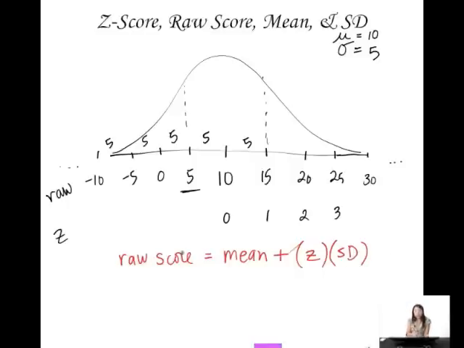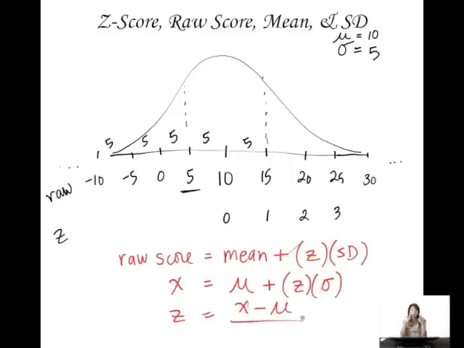Instead of raw score, we usually call the raw score x. And instead of writing out mean, we would write mu. And then we could keep z and write sigma as our standard deviation. So now we see a formula that allows us to go from the mean, the z-score, and the standard deviation into a raw score. Now, we could use this formula to find any of those 4 things. If we wanted to find the z-score, for instance, and we did some algebra to this, we would see that it's actually the distance between the raw score and the mean divided by the standard deviation.